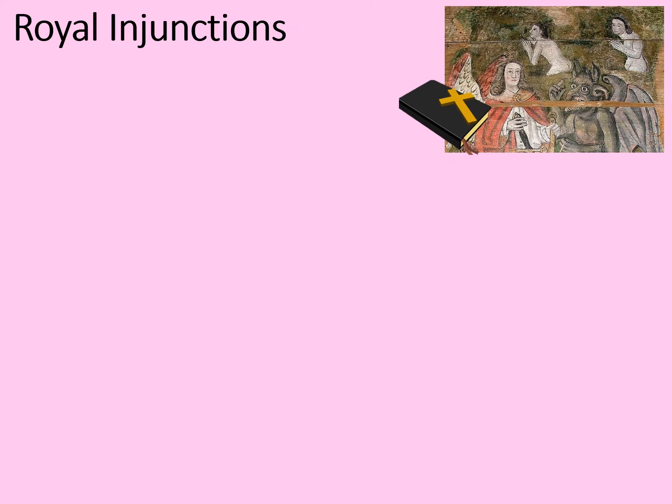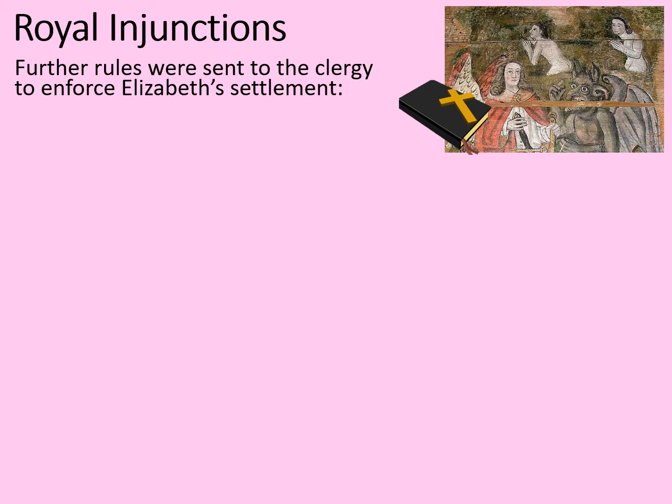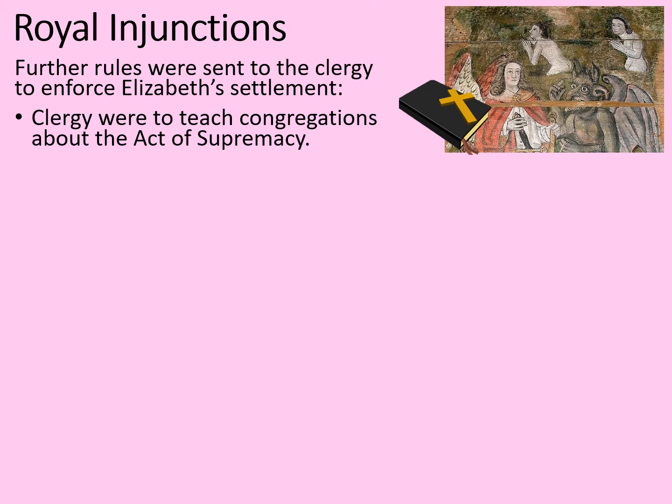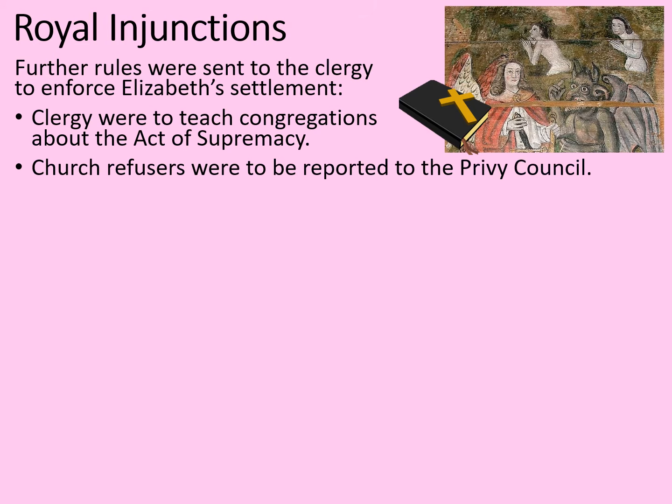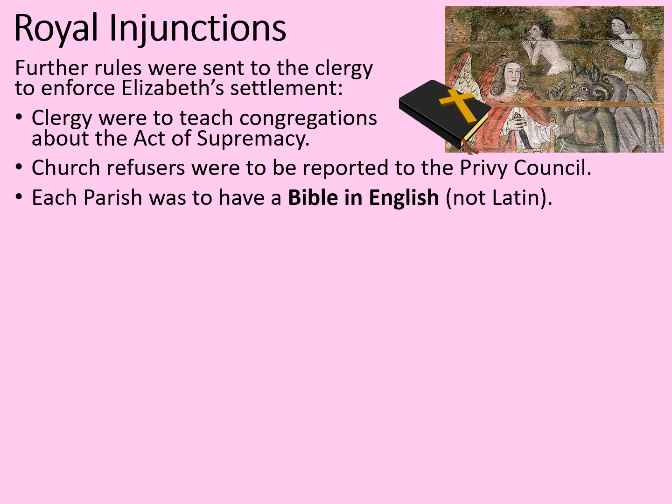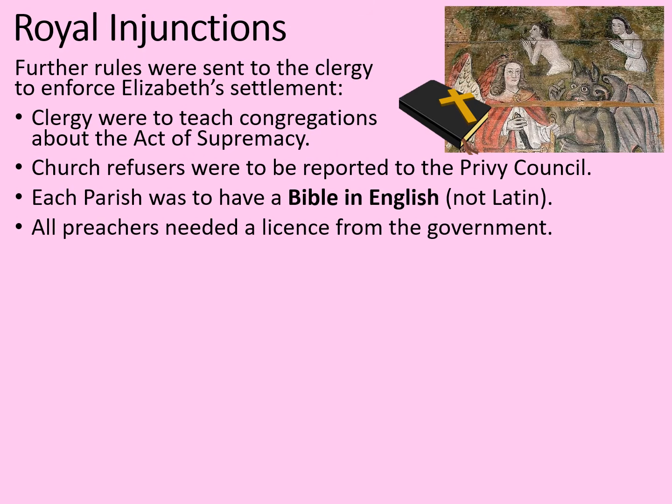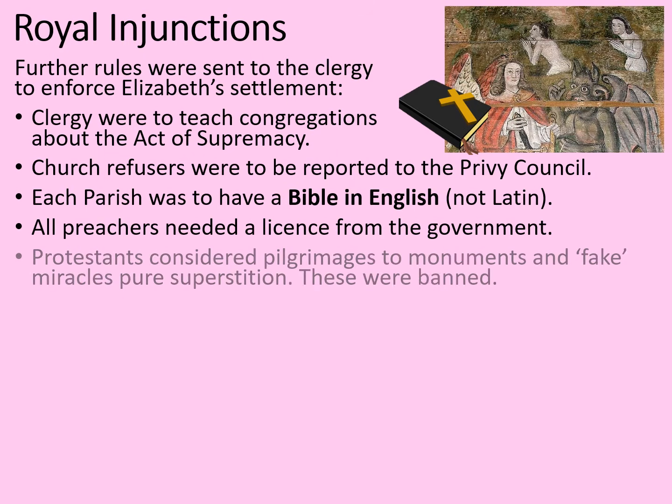What about the royal injunctions then when things were starting to go wrong? Further rules were sent to the clergy to enforce Elizabeth's settlement. Clergy were to teach congregations about the Act of Supremacy and the fact that she was the head of the church. Church refusers were to be reported to the Privy Council. Each parish was to have a Bible in English, not one in Latin. All preachers needed a licence from the government.